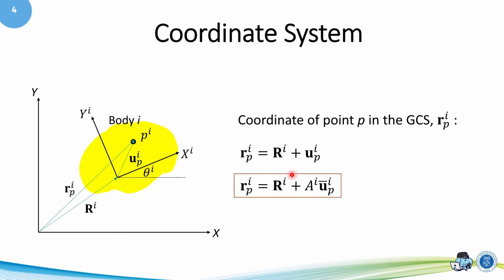Again, Ri here is the coordinate of the LCS, or the position of the LCS with respect to the global coordinate system. Ai is the rotation matrix and uPi bar is the coordinate of the point P in the local coordinate system.